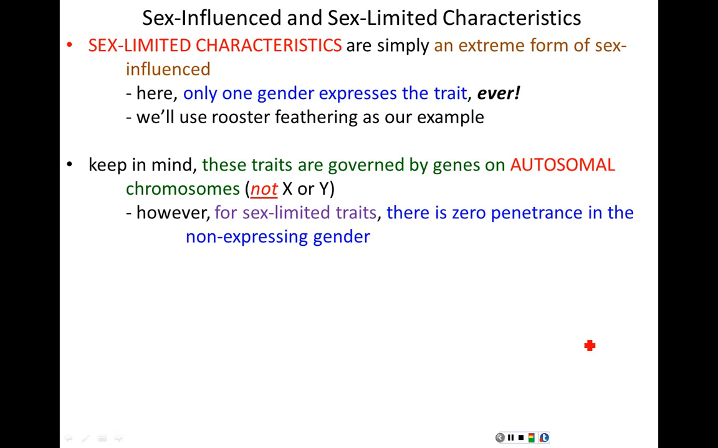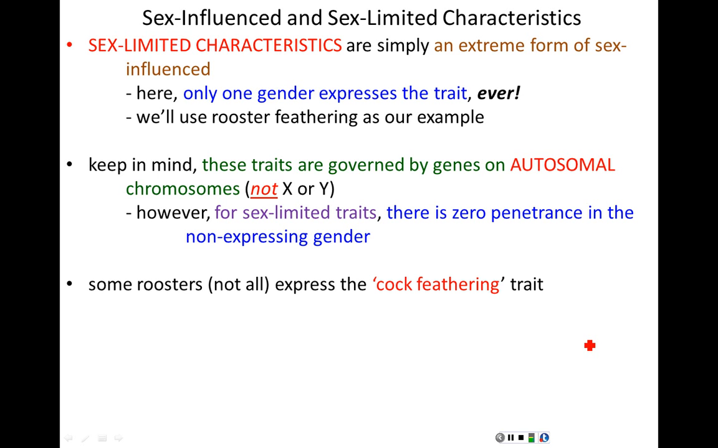But for sex-limited traits, we have zero penetrance in the non-expressing gender. In other words, if the female can't express the trait, she will not express the trait. She has the genotype for the trait, I don't care. She can't express the trait. She's homozygous for the trait, I don't care. There's zero penetrance. She will never express the trait.